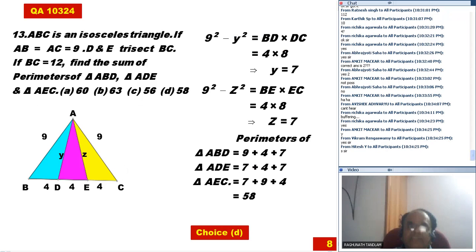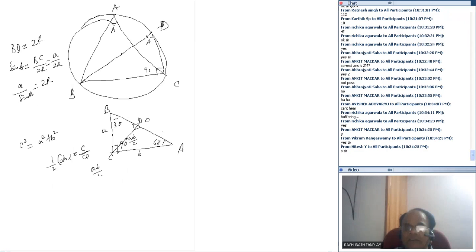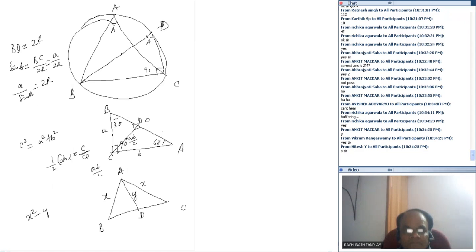Now, why did I give this question? Please remember a few things in that. I'm not worried about answering this question. This I want you to note down. When I prepare for CAT, I should remember this: x squared minus y squared equals BD into DC.